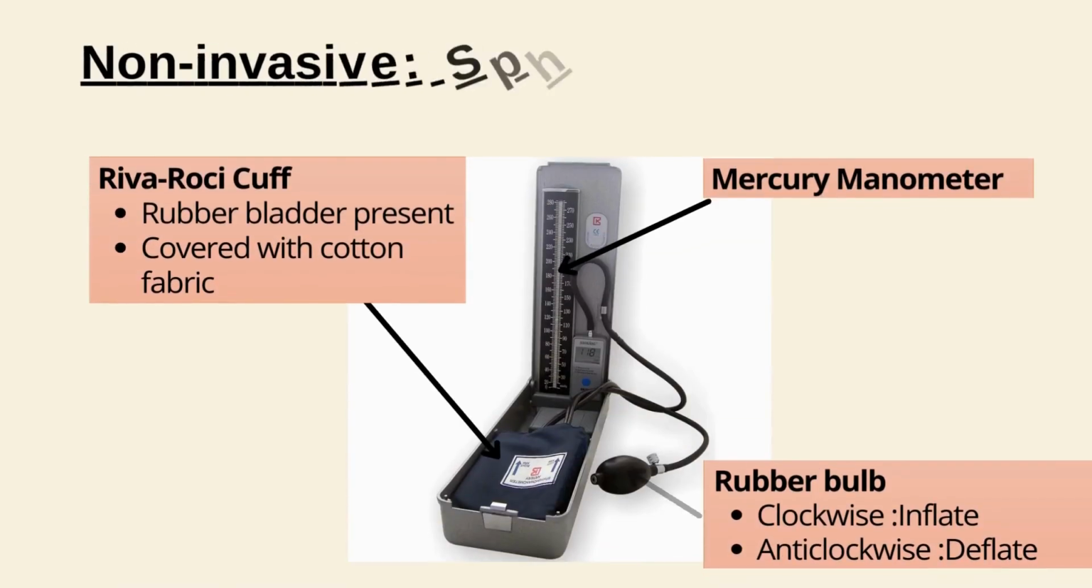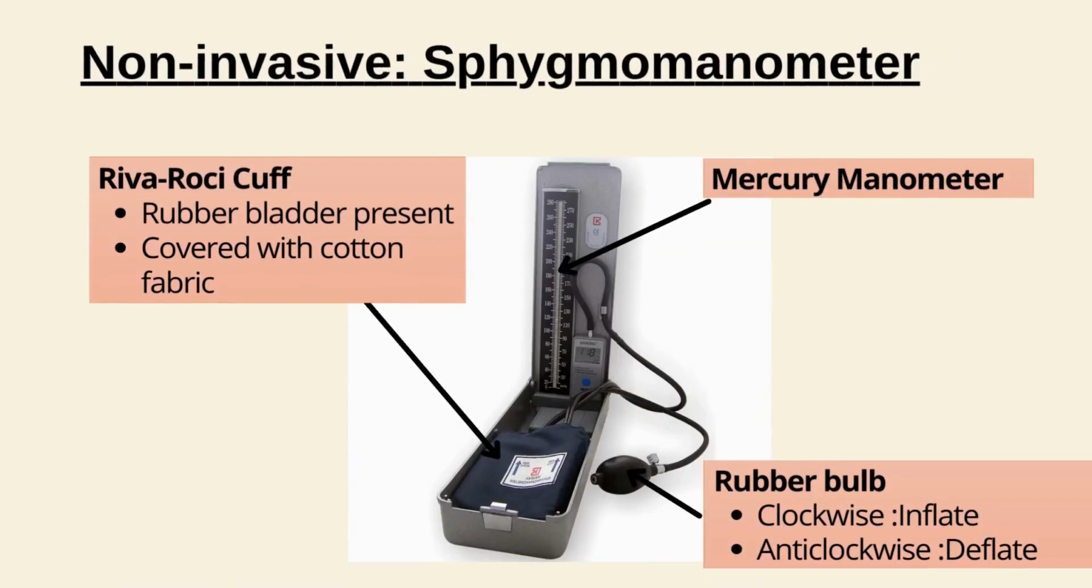A sphygmomanometer consists of several important parts, including the cuff. The cuff is the part of the sphygmomanometer that wraps around the upper arm. It is made of a flexible material, such as nylon, and can be inflated and deflated using a pump. The pump is used to inflate the cuff to the desired pressure. It is usually a rubber bulb that is squeezed to increase the pressure in the cuff.